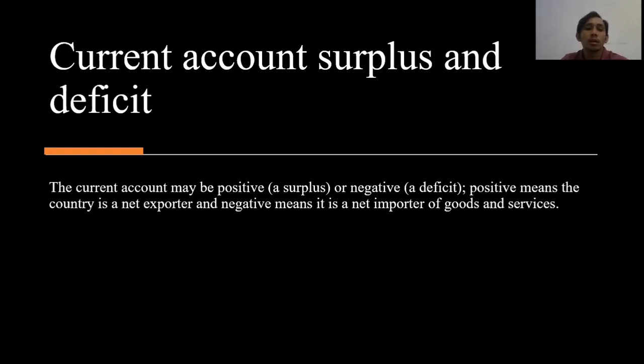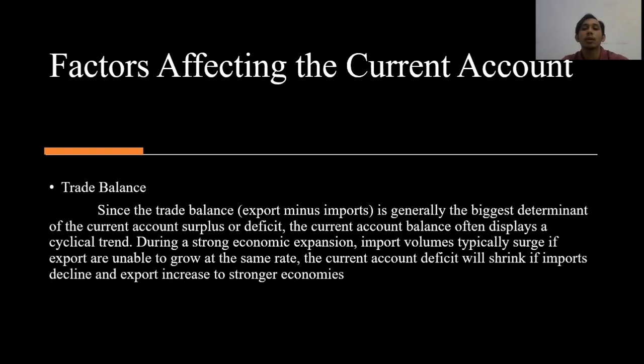And the next is the factors affecting the current account. The first factor is the trade balance, since the trade balance, exports minus imports, is generally the biggest determinant of the current account surplus or deficit. The current account balance often displays a cyclical trend. During a strong economic expansion, import volume typically surges if exports are unable to grow at the same rate. The current account deficit will shrink if imports decline and exports increase due to stronger economies.